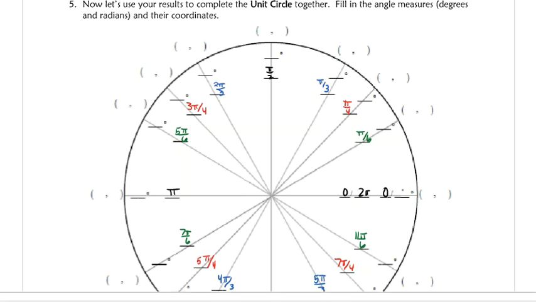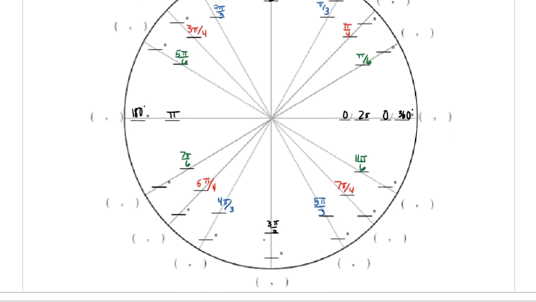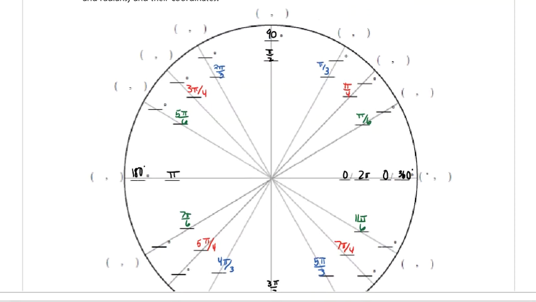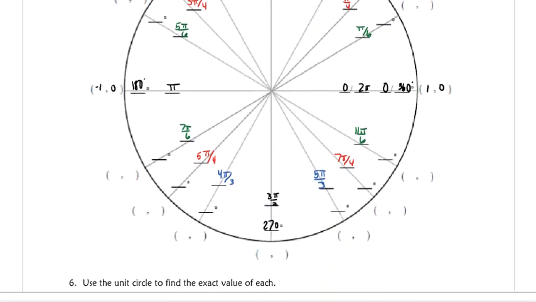Now in degrees, 0 and 360, 90, 180. There was a degree symbol, so I don't know why I put degrees again, but whatever. And our coordinates here are 1, 0, 0, 1, negative 1, 0, and 0, negative 1.